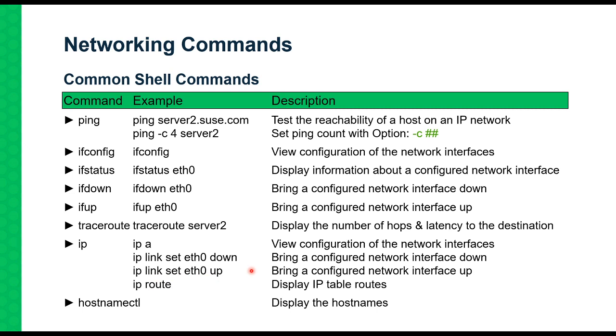Then we can also display our IP routing table. Now the purpose of a route is to determine where our network connection will break out of our current network to the next set of networks. And we can determine that by using the IP space route command.